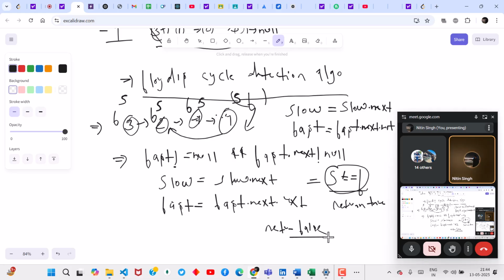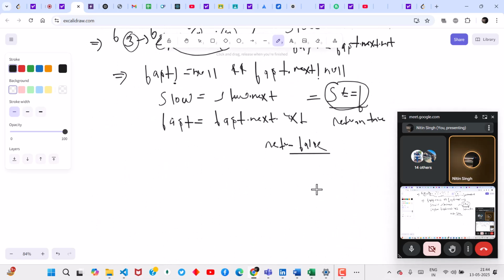Guys, give me a thumbs up if I'm clear with this approach, with this algorithm. Is there anyone who's having any confusion? Please go ahead. Anyone who felt that it went a bit over their head, a bit of a bouncer, you can ask. Okay, fine.